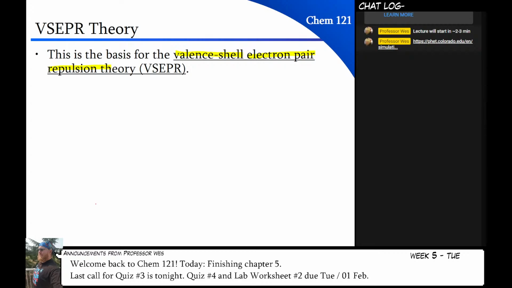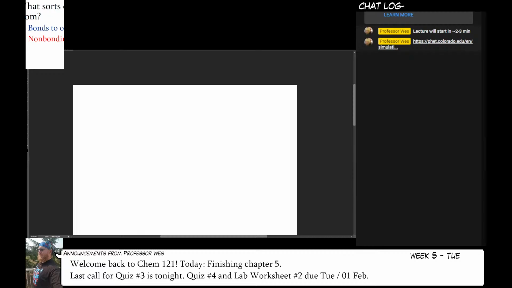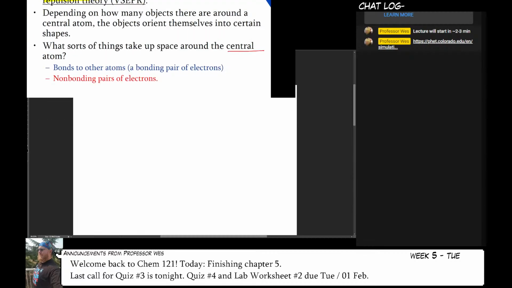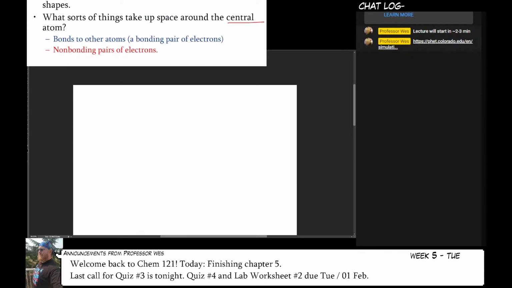How does that work? It works in the following way. First, we're going to consider what possible things take up space around our atom. I'm going to call our atom, in this case, the central atom, because we're going to put the nucleus of it in the center of our structure. So I'm going to put both things on here, and I'm going to draw them on this screen right here. Oops, that's no good. There we go.